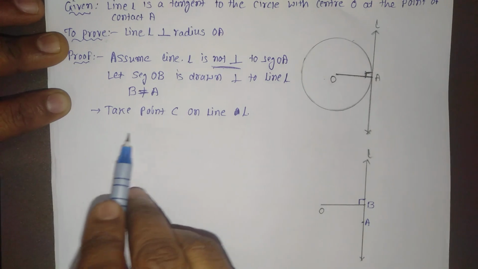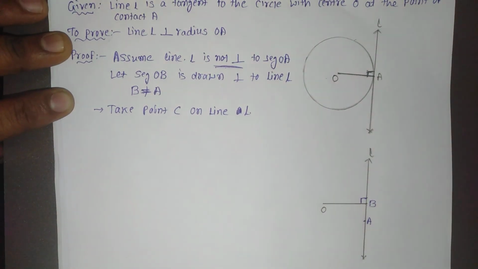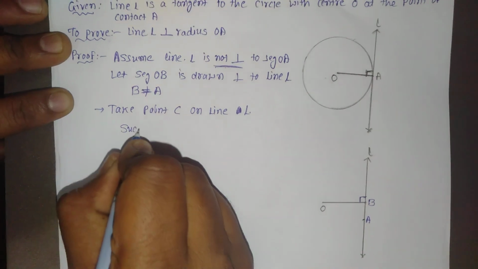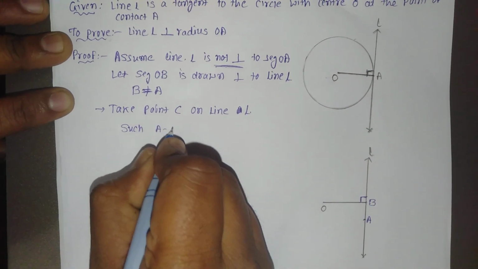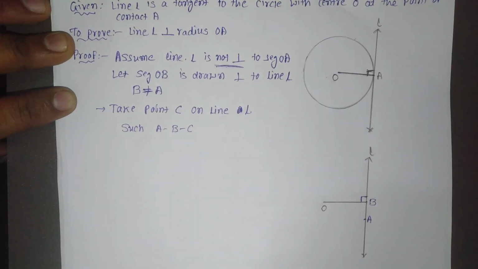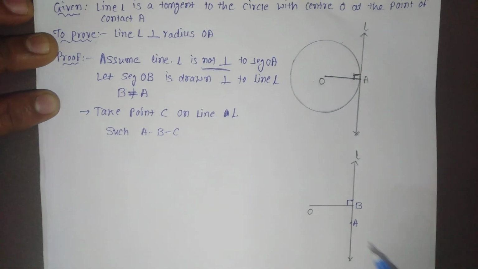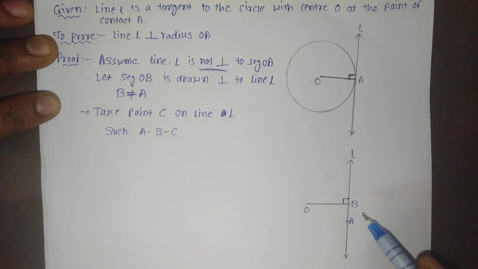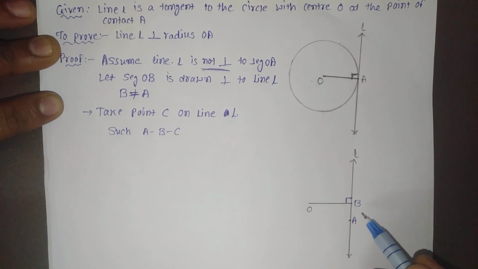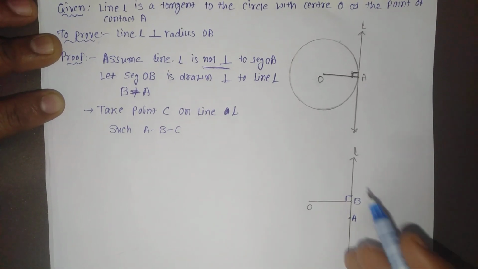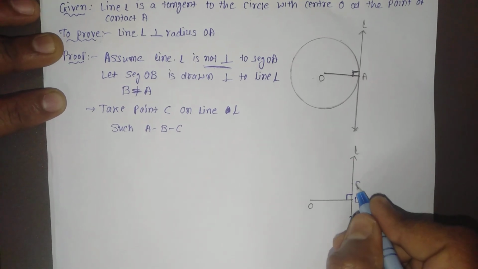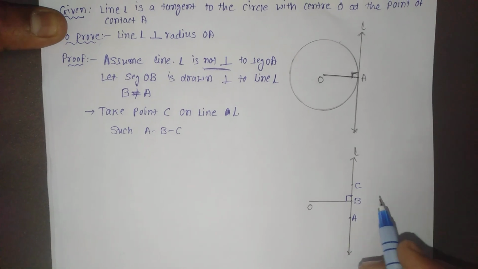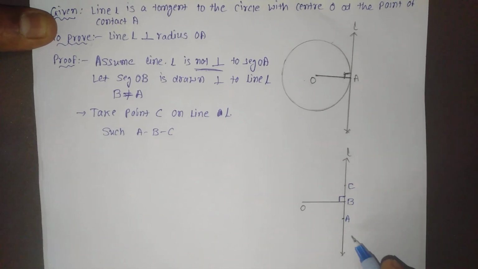Now what I have taken, take point C on line L in such a way that, what way we have to take that? Such that A-B-C. It means I want to take C at this side because it has to be A-B-C. It means point B must be in between A and C. So I will take point C over here in such a way that two conditions are followed. Take point C on the same line.